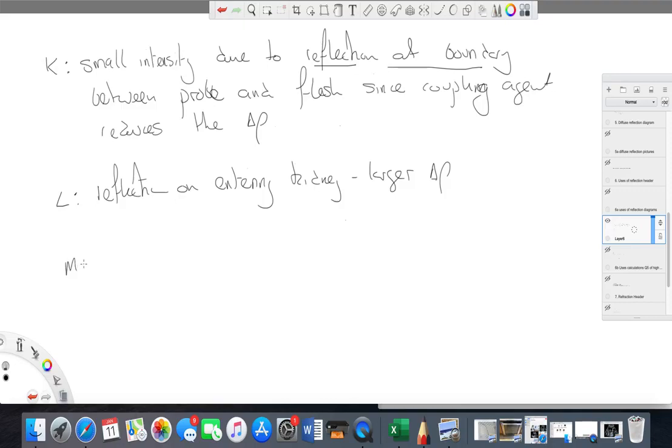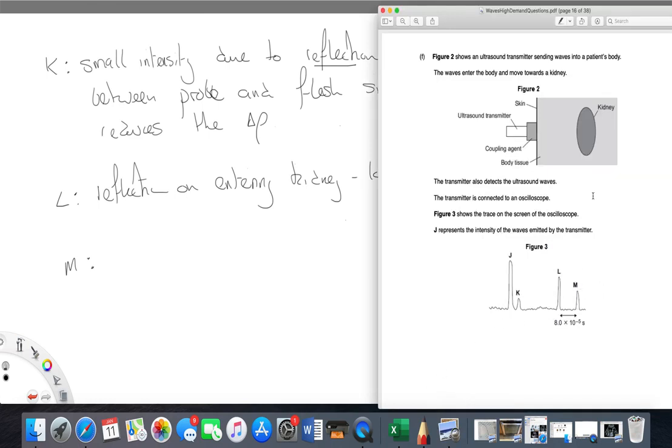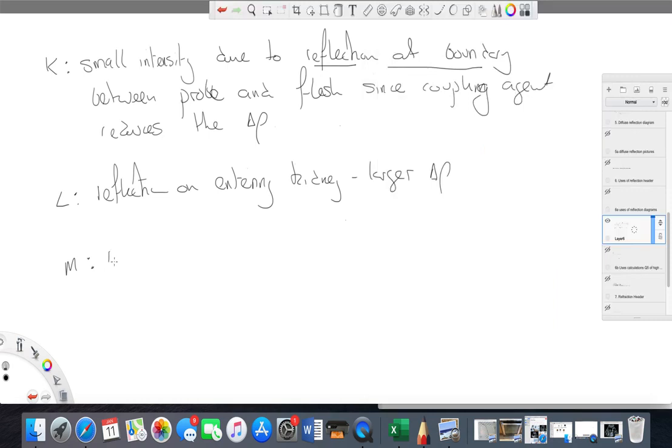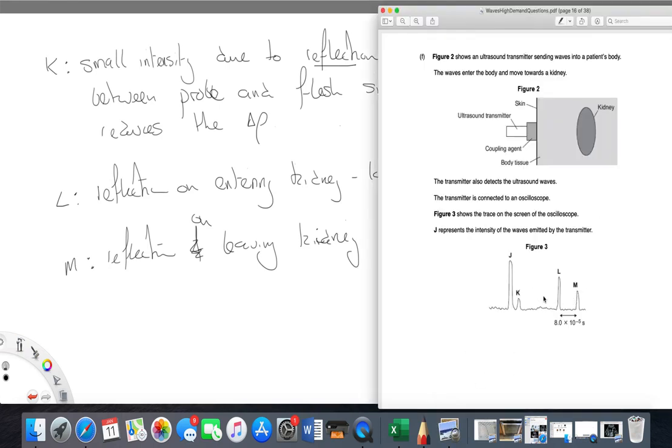And then M is a reflection on leaving the kidney. So we have the change in density from the surrounding flesh to the kidney, and then we have going from the kidney to the surrounding flesh. So M is reflection on leaving the kidney, and M has a much smaller intensity than J or L.